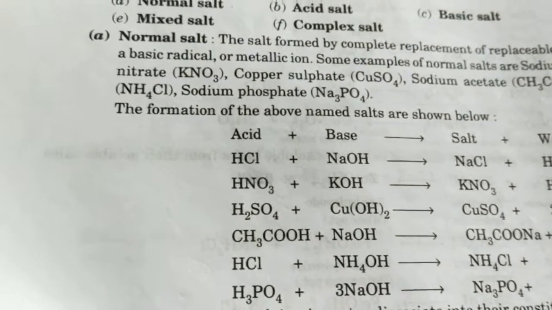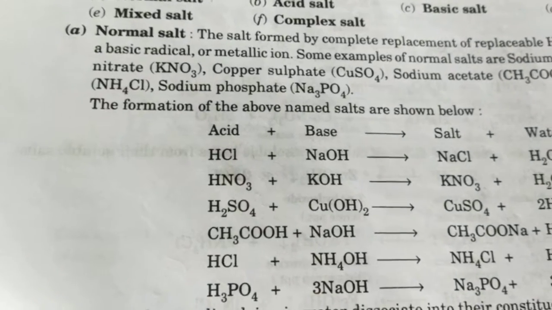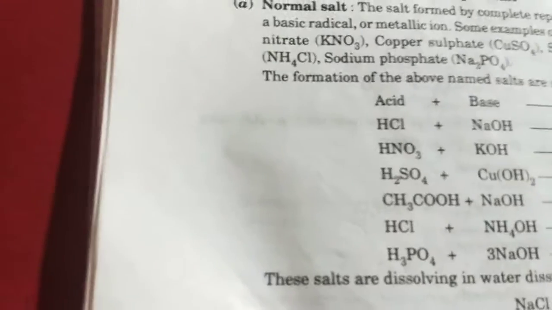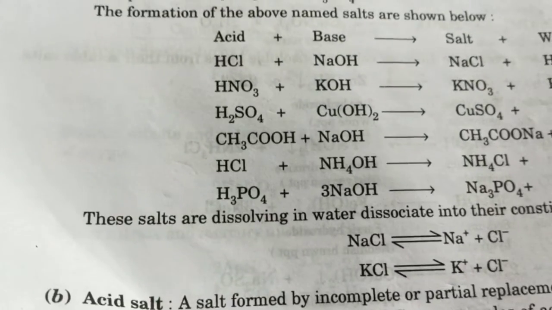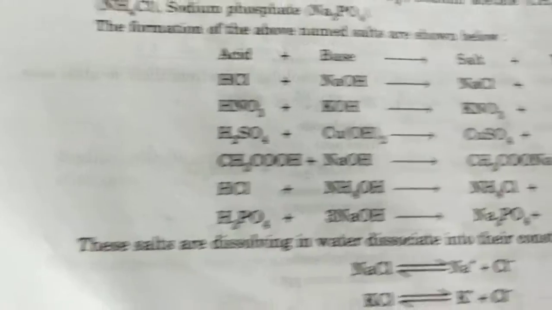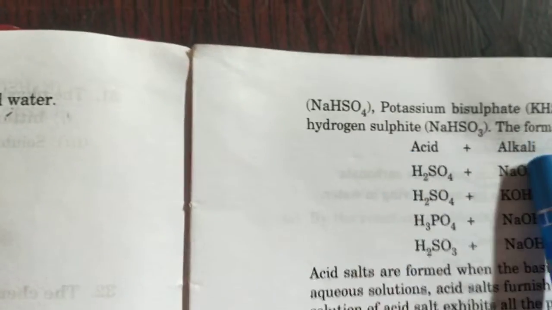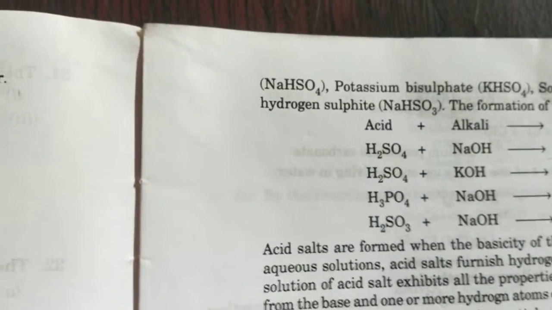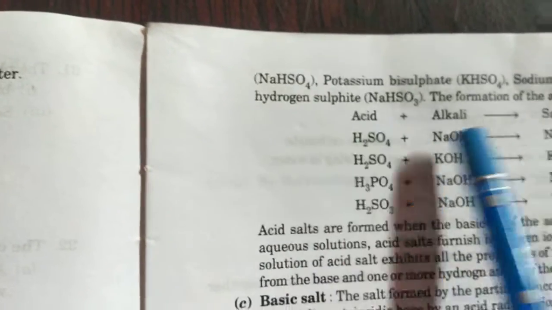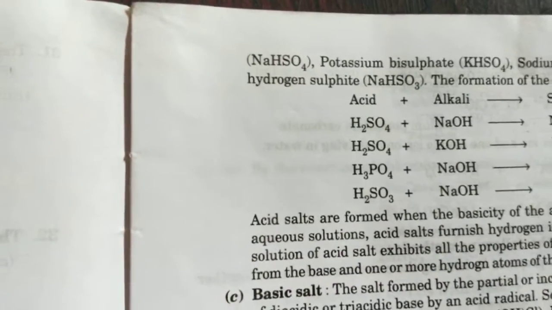Now acid salt. Acid salt is formed by incomplete or partial replacement of the replaceable hydrogen ion of an acid by a basic radical or metallic ion. Some examples of acid salt are sodium hydrogen sulfate, also called sodium bisulfate, potassium bisulfate, sodium dihydrogen phosphate, sodium hydrogen sulfide. The formation of the above named salts is shown below.